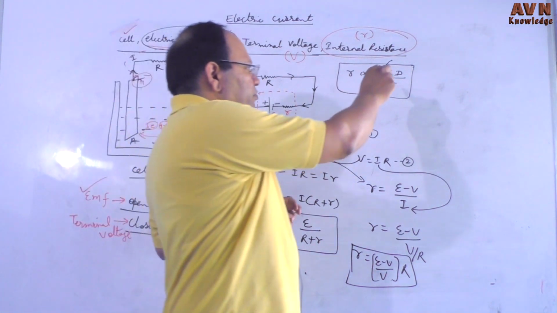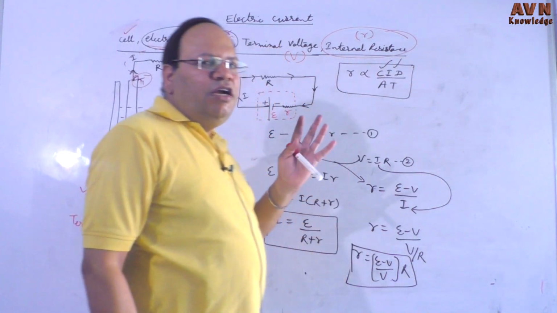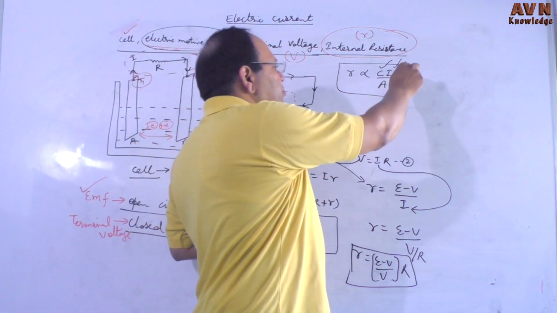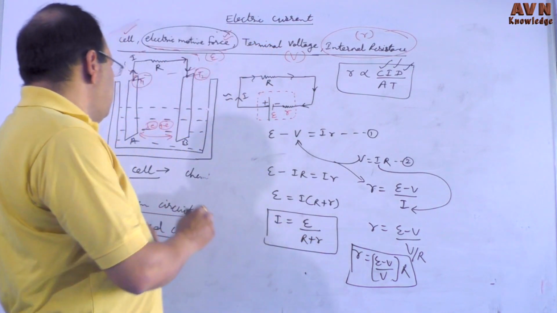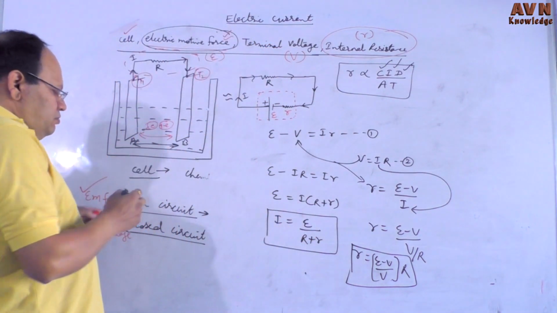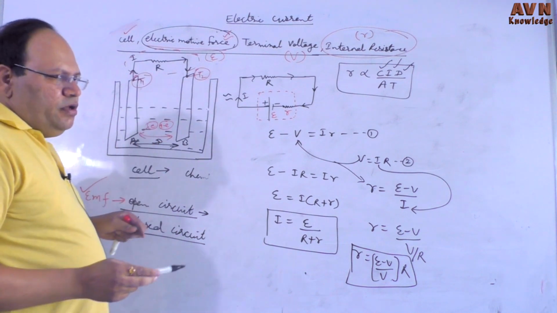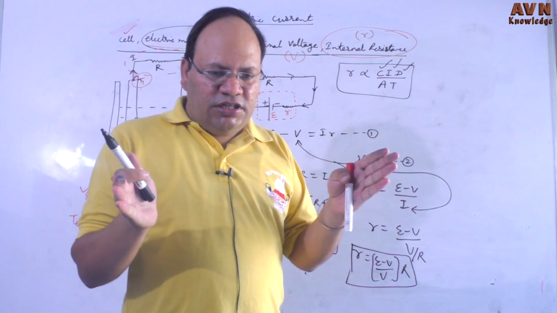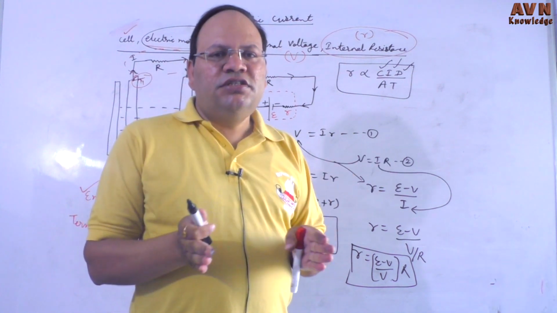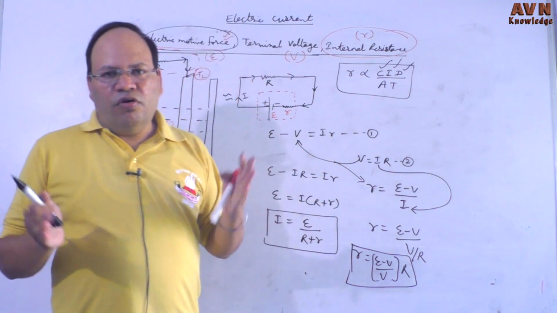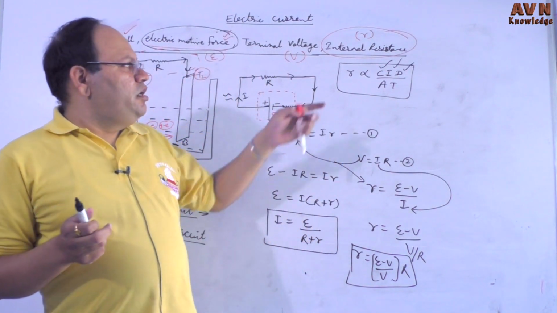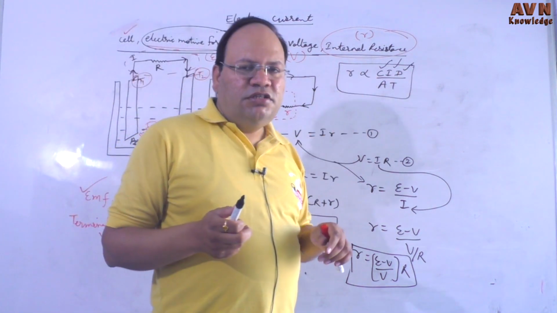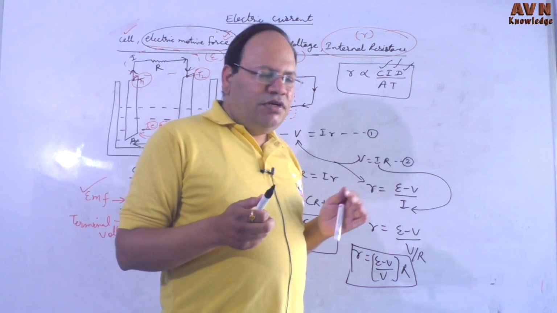Second is current. When we increase the current, the internal resistance is also increased. Third is the distance between the electrode plates, that is d. When we vary the plates by increasing or decreasing the distance, the distance between cathode and anode plates also affects the internal resistance. When you increase the distance, the resistance increases. When you decrease the distance, the resistance decreases.